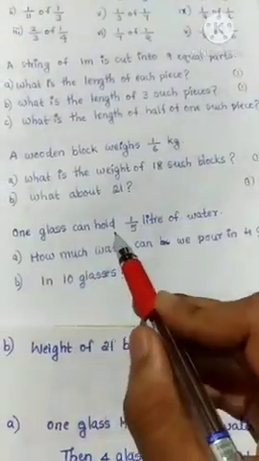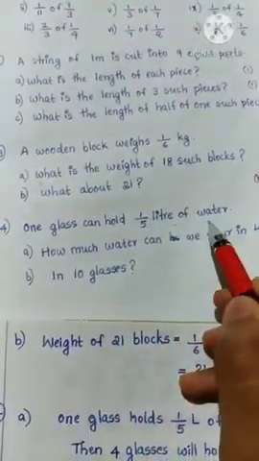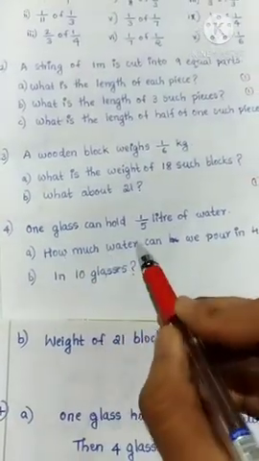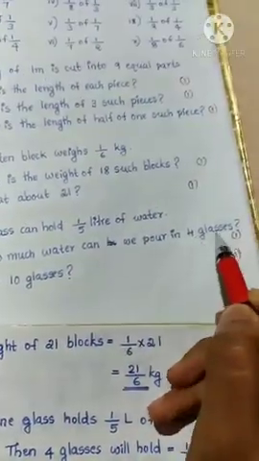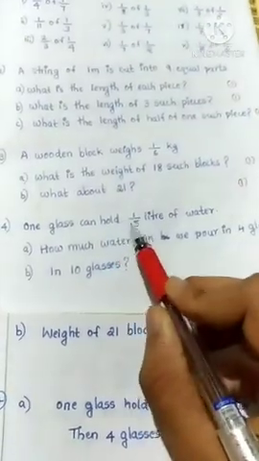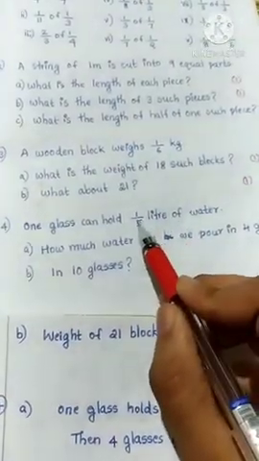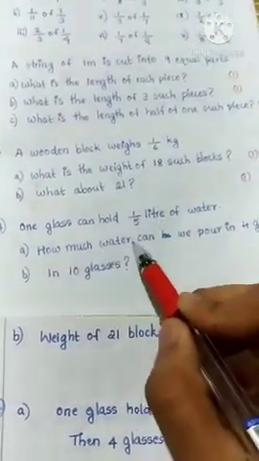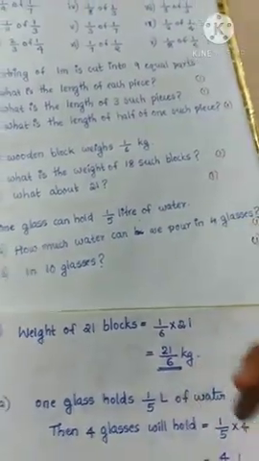Fourth question. One glass can hold 1 by 5 liter of water. How much water can we pour in 4 glasses? So one glass can hold how many liters? 1 by 5 liters. Then how much water can we pour in 4 glasses?